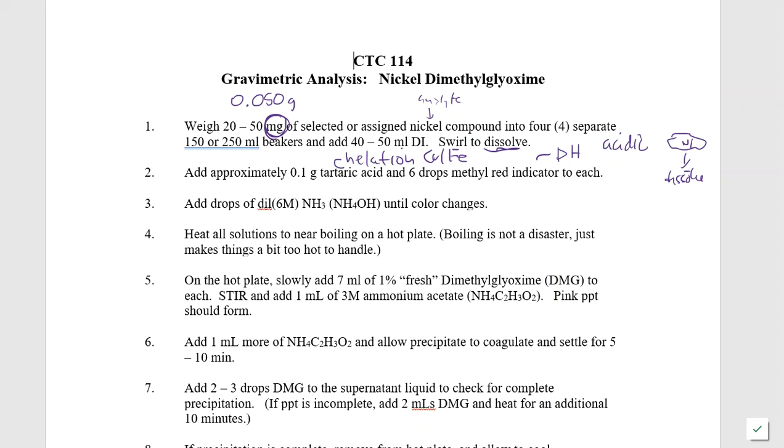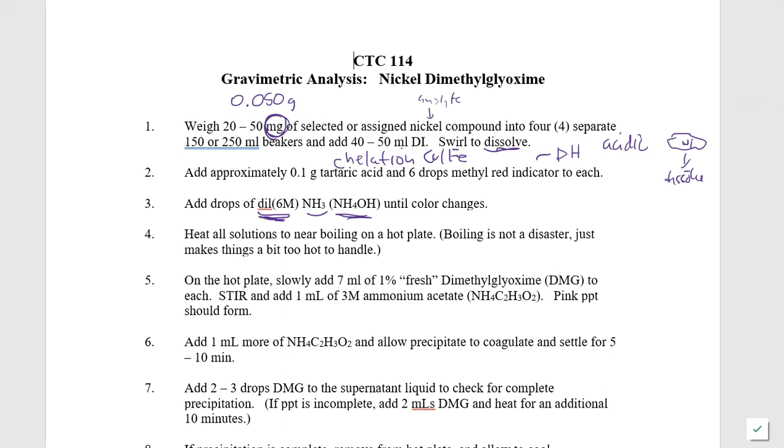And I can't be on the acidic solution side. So what the lab directions are going to tell you to do, you're going to add tartaric for the chelation. You're going to add methyl red to get a color. It will probably be red or orangey red. And then you're going to add dilute 6 molarity ammonia, which is NH4OH.